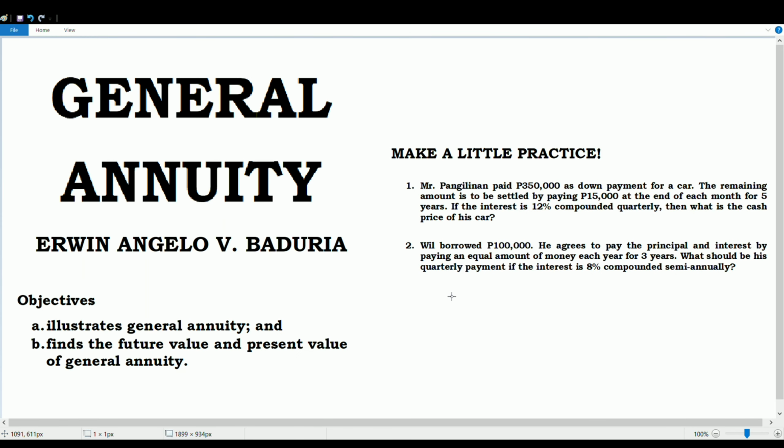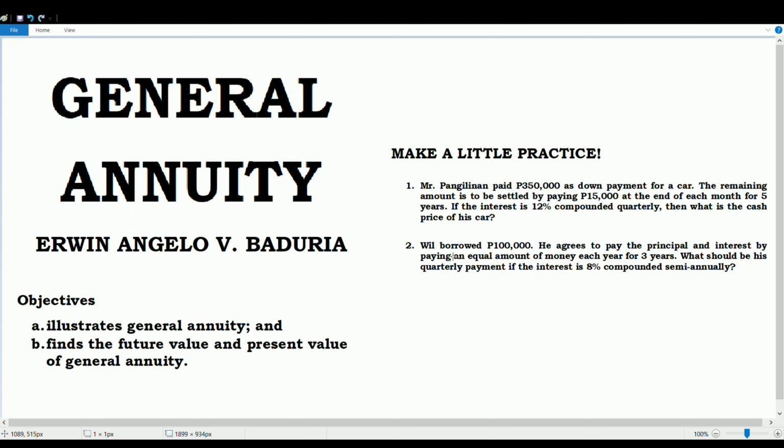For your practice, we have 2 items. Number 1, Mr. Pangilinan paid 350,000 pesos as down payment for a car. The remaining amount is to be settled by paying 15,000 pesos at the end of each month for 5 years. That is 15,000 at the end of each month. If the interest rate is 12% compounded quarterly, then what is the cash price of the car? Take note that the regular payment is 15,000 pesos every month, but the interest rate is 12% compounded quarterly. The period of interval for both values are different. So this is a general annuity.